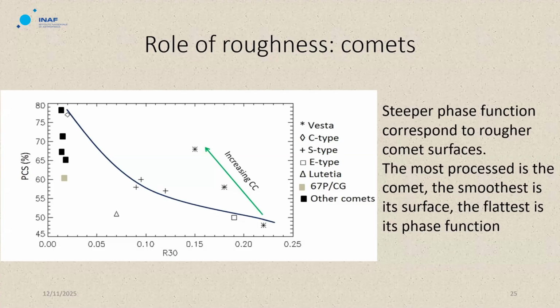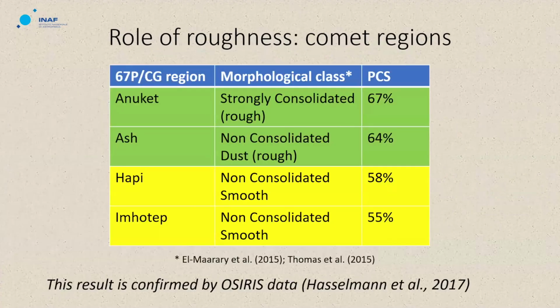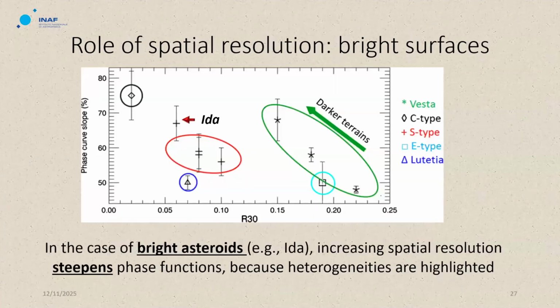And this is not observed only for comets as a whole, but also for single regions of the same comets. These are the phase function steepness values obtained for 4 regions of the Churyumov-Gerasimenko comet, and we can see that the 2 rougher regions show a larger phase function steepness than the 2 smooth regions. And this result is also confirmed by an independent dataset of the OSIRIS camera.